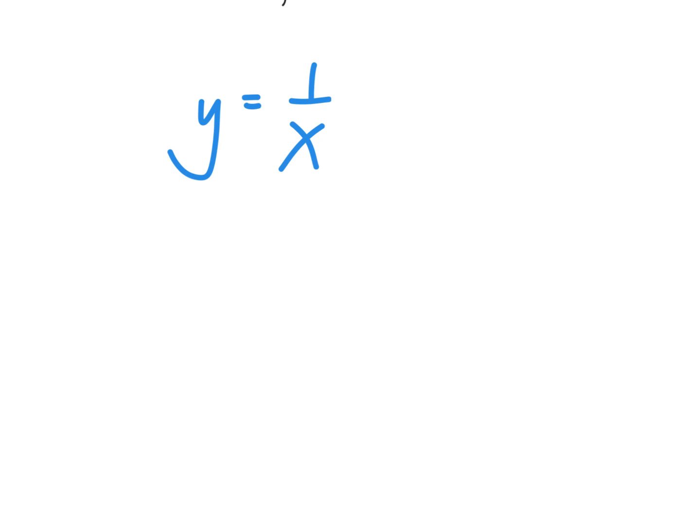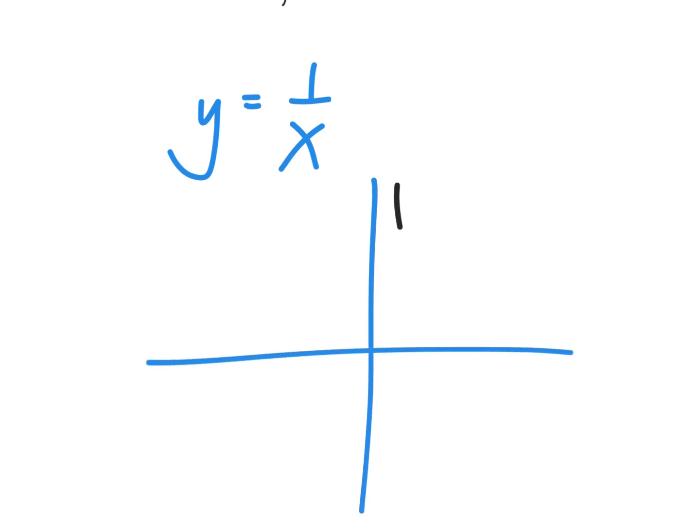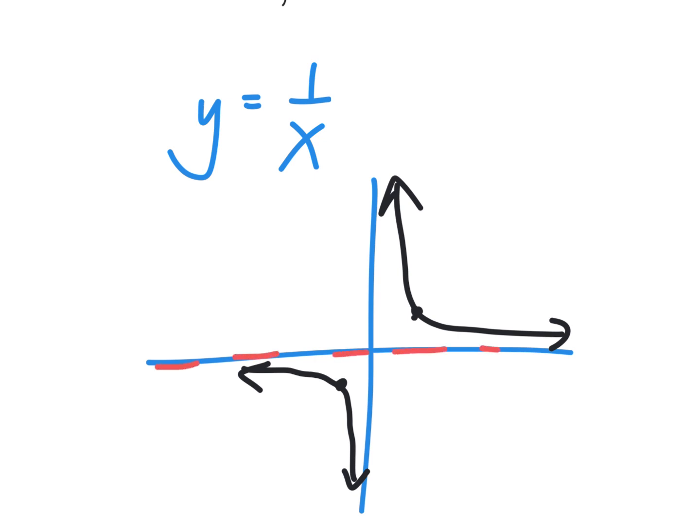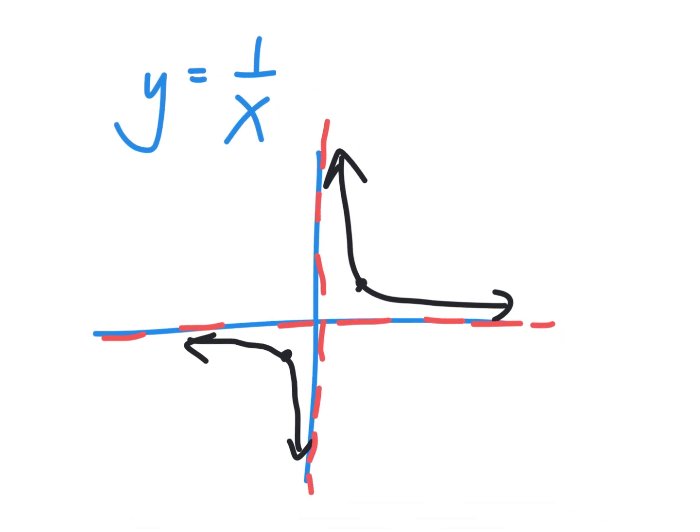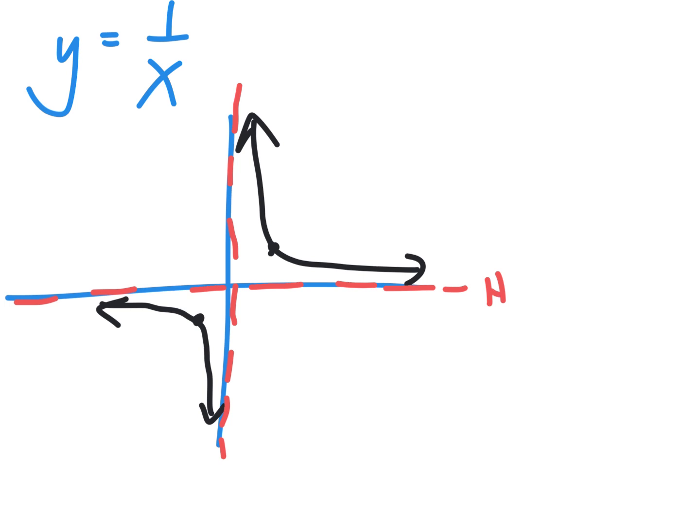So remember what domain means. In the context of a graph, it's how far does it go to the left and how far does it go to the right? Are there any numbers that it skips over? Well, here's what the graph looks like. Now this is getting closer and closer, but never touching 0 this way or this way. So this is called a horizontal asymptote.